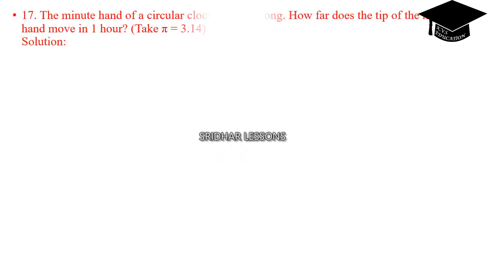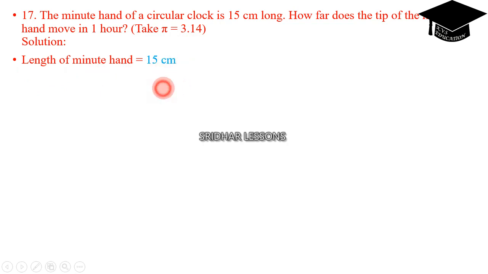Next, question number 17. The minute hand of a circular clock is 15 centimeters long. How far does the tip of the minute hand move in 1 hour? We have to take pi value as 3.14. The length of the minute hand is equal to 15 centimeters, given. Therefore, the radius is equal to 15 centimeters.